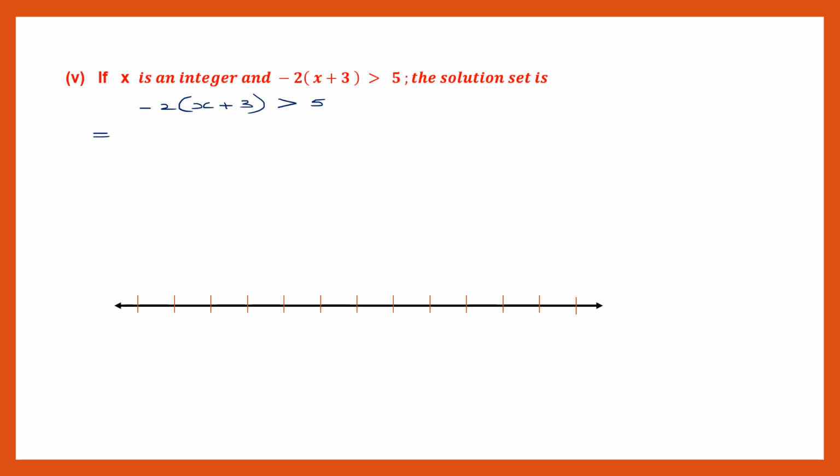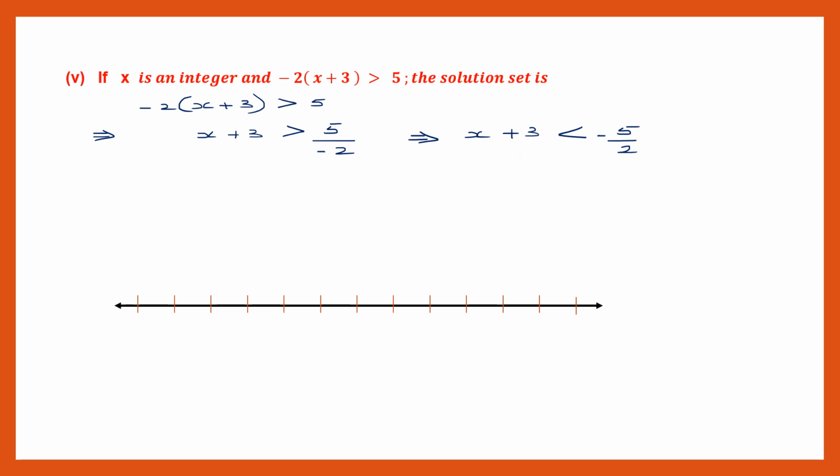So this will be x plus 3, I'm keeping only x plus 3 here, is greater than 5 divided by minus 2. So again, as you can see here, we have a negative number. If you're dividing by a negative number, this sign will get reversed. So let me rewrite that now as x plus 3 is less than minus 5 by 2. We have reversed the sign because we are dividing by a negative number. We have reversed the inequality sign.